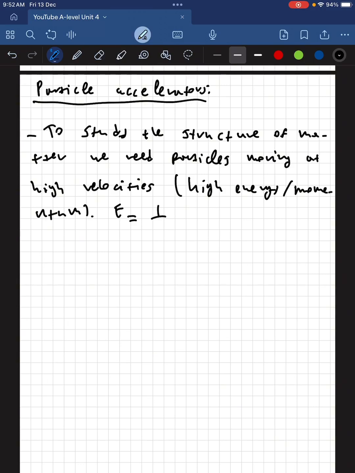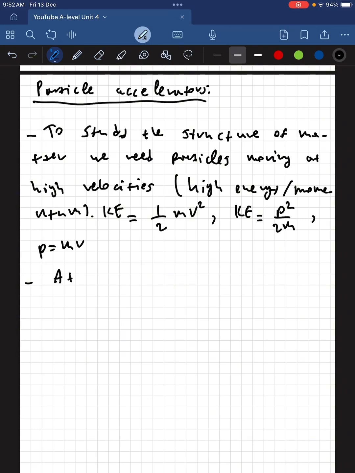Because remember that energy is 1/2 mv squared, kinetic energy, and this is also equal to p squared over 2m, and p is mass times velocity. So high velocity means high momentum means high kinetic energy. So now, why do we need that? Why do we need particles to travel at high speeds? It's for two reasons.